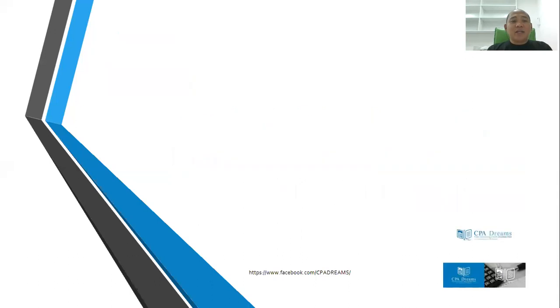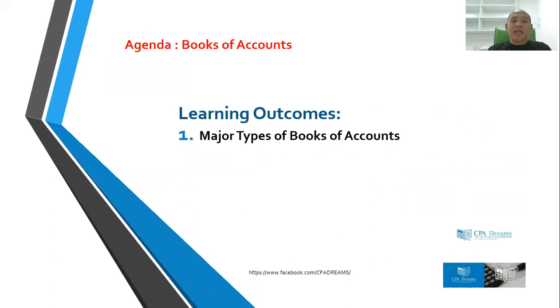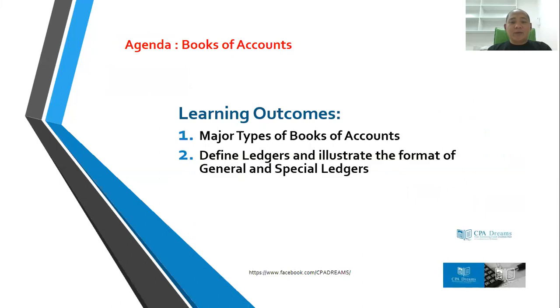Okay, so moving on, our topic is accounts. This is actually part two. In part one, we focused on the journal. In this part, we are going to focus on the ledger. I'm going to refresh you with the major types of books of accounts. We are going to define ledgers, illustrate the format, give some special ledger examples, and also cover kinds of subsidiary ledger.